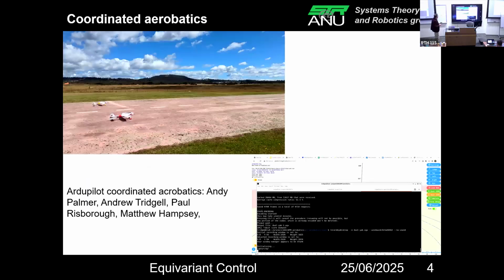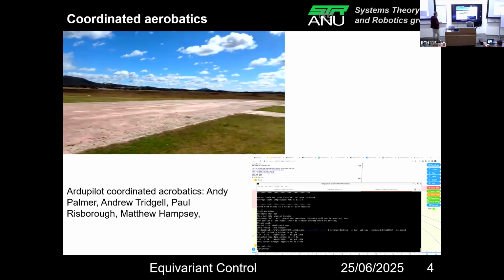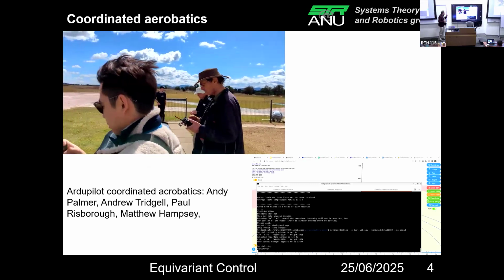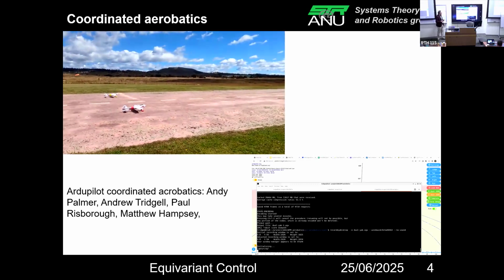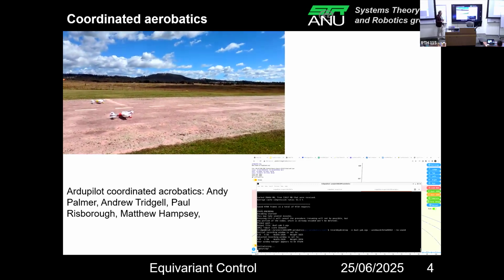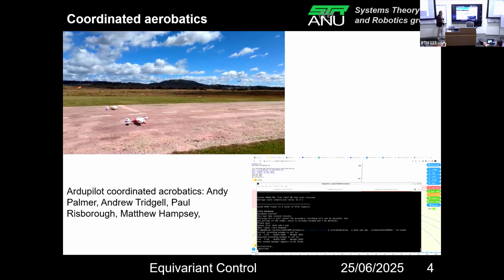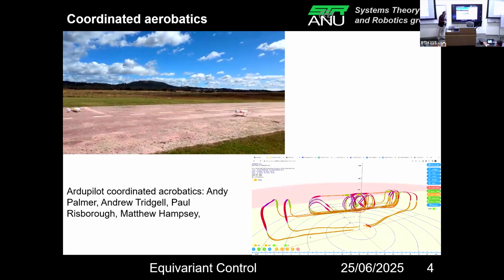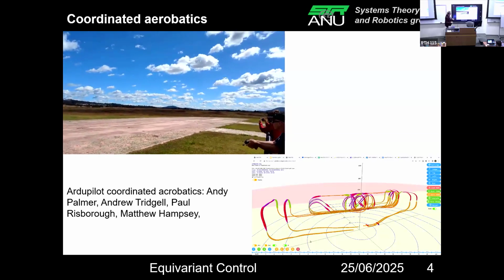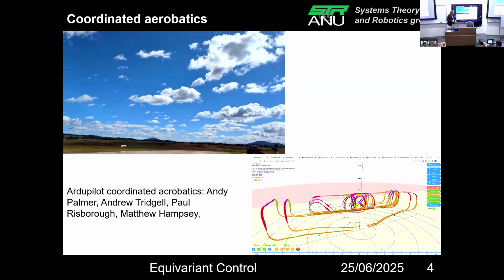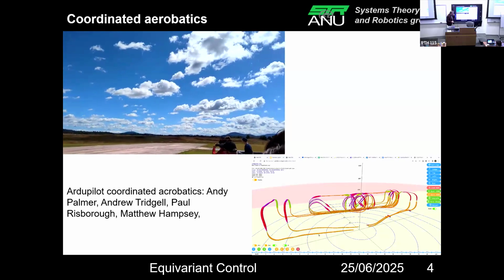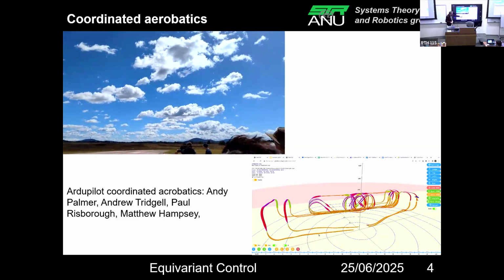All right, so let me just run quickly through what we're trying to do. So we're looking at some of these problems, like, you know, physical systems, like these two planes. And take off. I'll just start the little demo at the same time. So this is, I work a lot with Andrew Tridgell and ArduPilot, as most of you know. And what we're actually doing here is coordinated acrobatics.